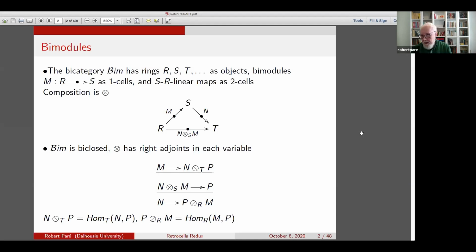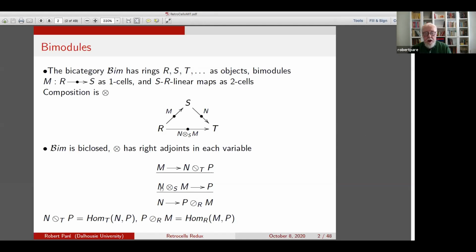Let's just start as a motivation here, looking at the bicategory of bimodules. So the objects are rings with one but not necessarily commutative, and the one cells are bimodules. A one cell from R to S is a left S, right R bimodule, and then the two cells are linear maps. And composition is given by tensor product, and this bicategory is biclosed. That means that the tensor in each variable has a right adjoint.